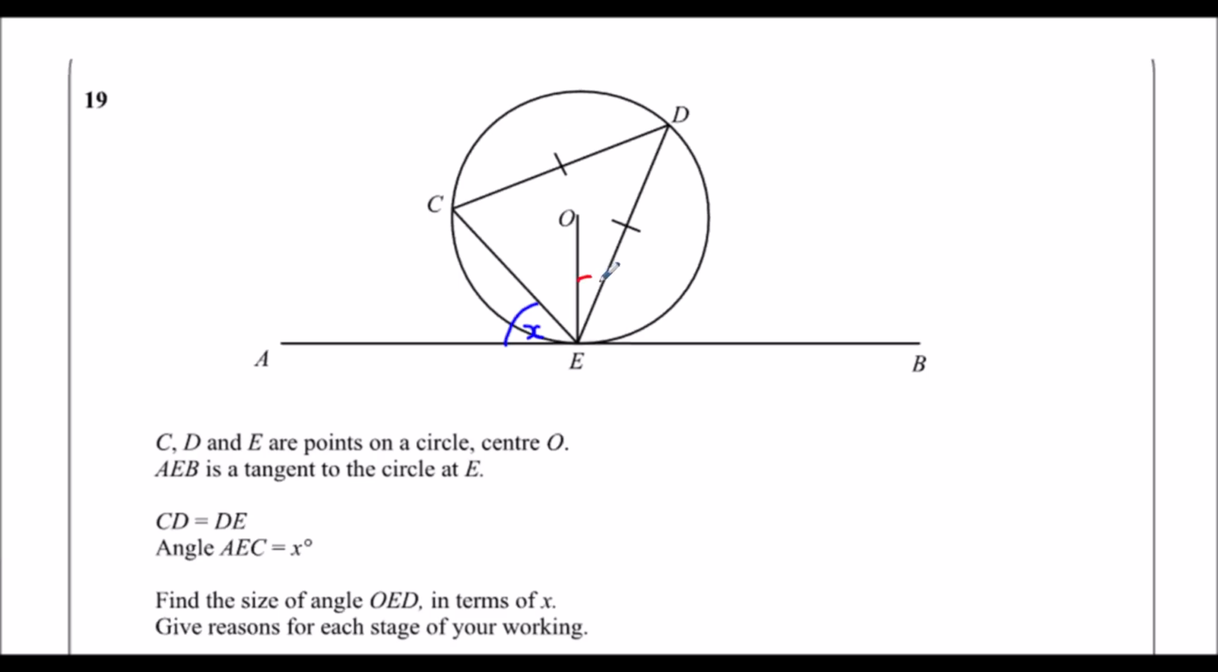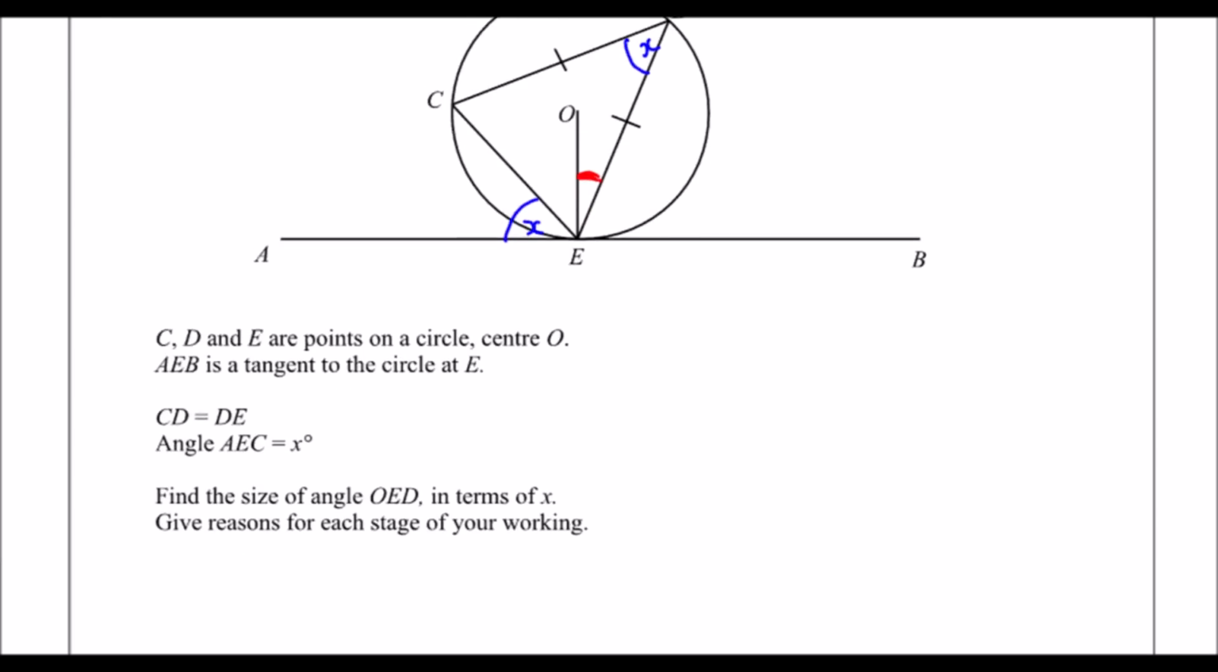OED. That's this one here, in terms of x, and give reasons for each stage of our working. Whenever we have a triangle in a circle and a tangent, we can use the alternate segment theorem. So the angle that this chord makes with the tangent is the same as the angle that comes from this chord, which is this angle over here. So CDE is x because of the alternate segment theorem.